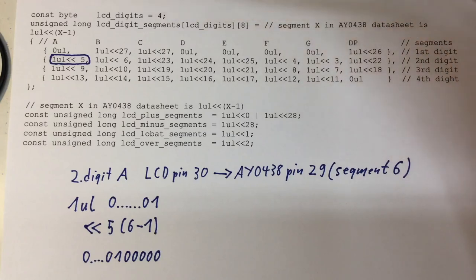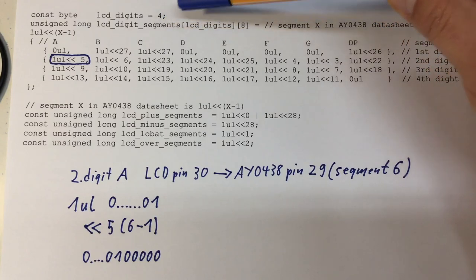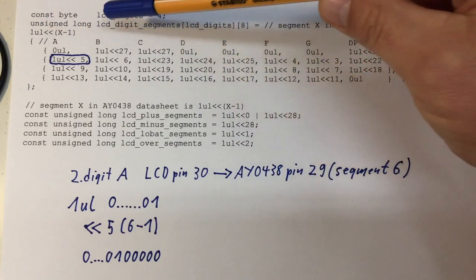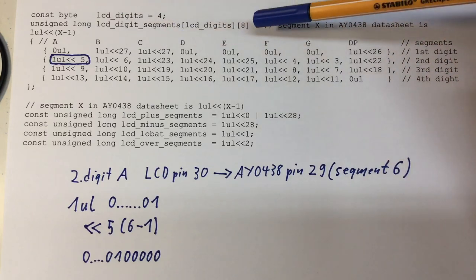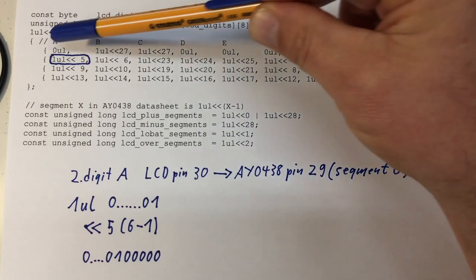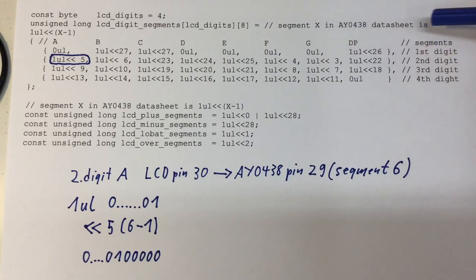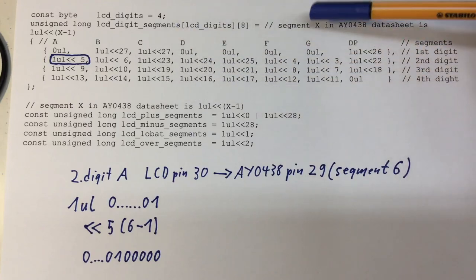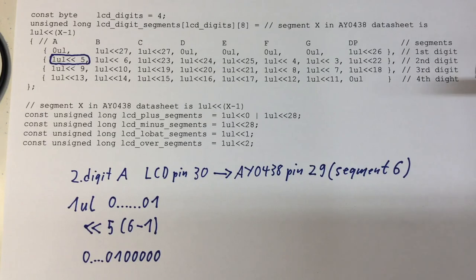So I have a constant LCD digit, which is 4, just the number of digits in my LCD display, and then I have that two-dimensional array of unsigned long. One dimension gives me the 4 digits and the other the 8 segments, A, B, C, D, E, F, G, plus the 8th segment, the decimal point. And I formatted it in a way that I basically have a matrix. So the LCD segments here, and each line gives me one digit.